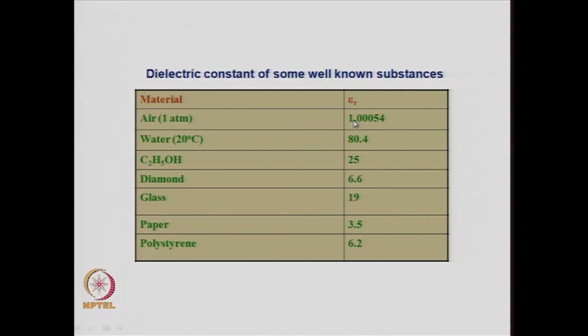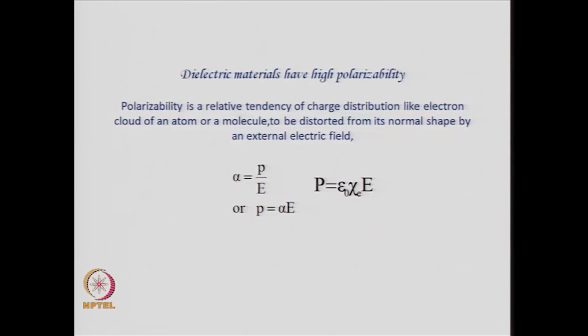So, these are some numbers, and the relative dielectric constant does not have any units. It is a dimensionless quantity, and that is why you do not see any units with the dielectric constant. Now, as we mentioned earlier, if you have a high dipole moment, you will have a high polarizability and high polarization, and so the polarization and polarizability are related, and the polarization is also related to the dielectric constant.